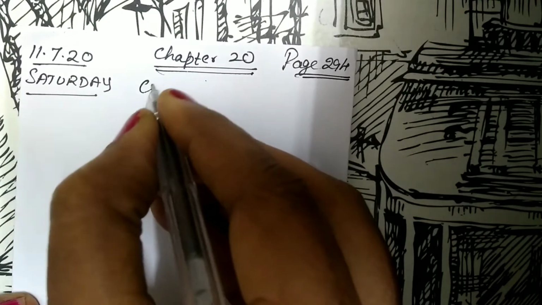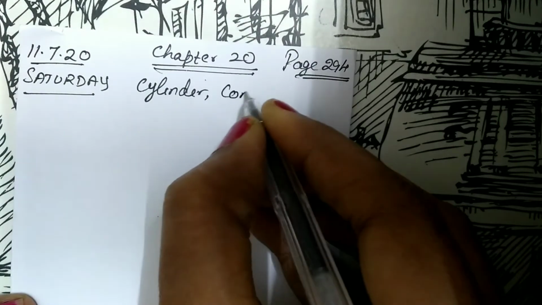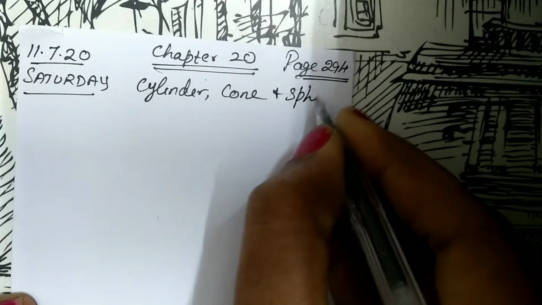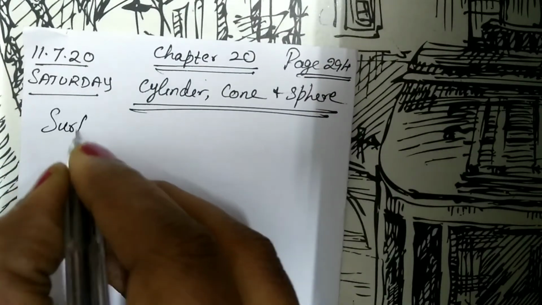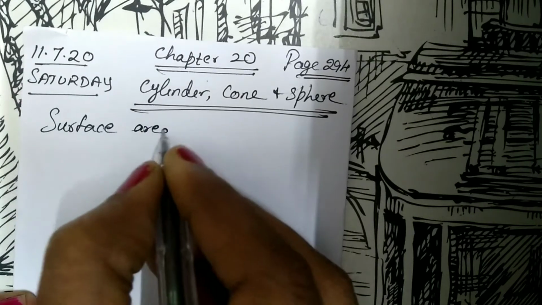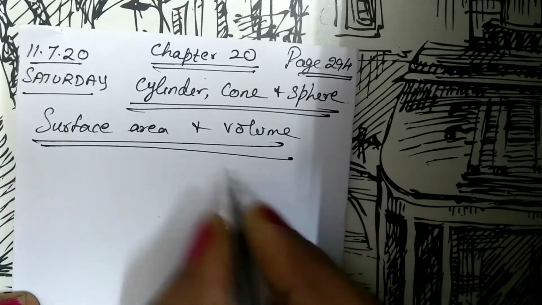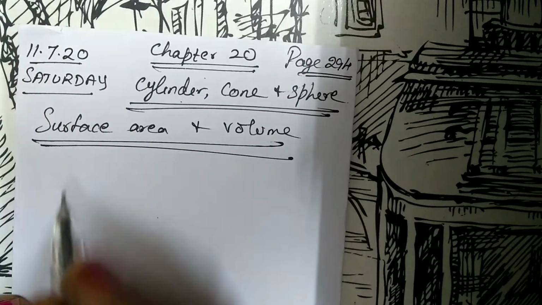Chapter 20 deals with the surface area and volume of three shapes: cylinder, cone, and sphere. So, we are going to learn the surface area and volume of these three shapes: cylinder, cone, and sphere. First, let us start with the cylinder.